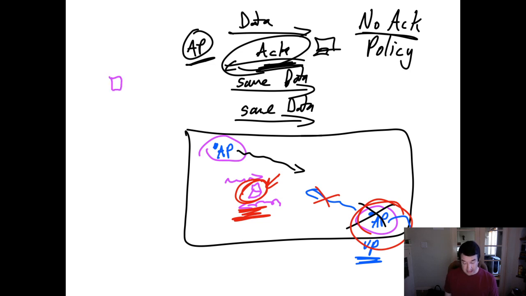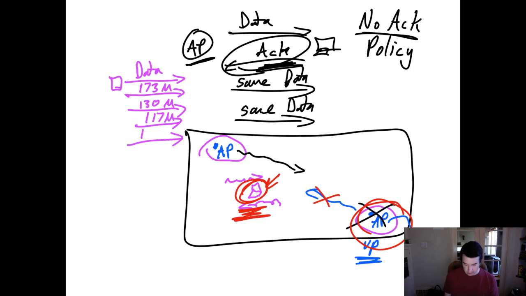If I have a little client device here, a little smartphone here, and that smartphone is sending out some type of data, that smartphone could send out one data frame at 173 megabits per second, the next one at 130 megabits per second, the next one at 117 megabits per second, back up to 173 megabits per second. The client device can change data rates from frame to frame, from packet to packet.